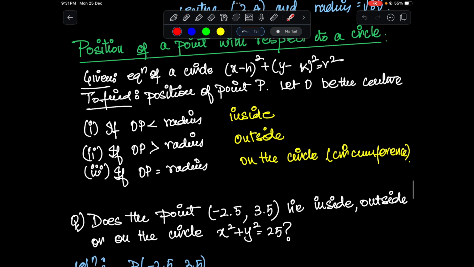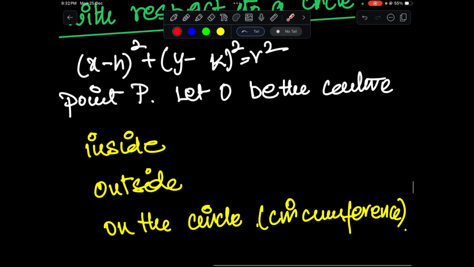Because if the distance of the point that you have given me from the center of the circle is less than the radius, that means it is inside. Why? Let's say one point is here, one point is here, one point is here. So the radius is here. When you find the distance, this distance is always less than the radius, so it will be inside. Similarly, this will be greater, so it is outside. And this is on the circle, where the distance will be equal. I hope I am making sense to you guys.